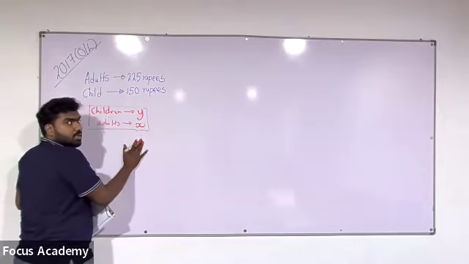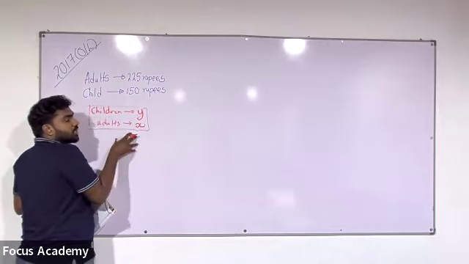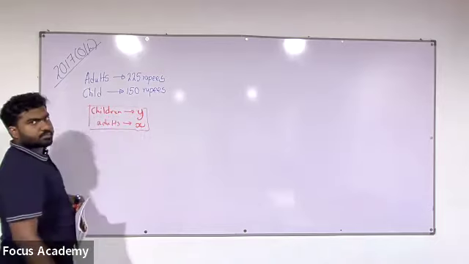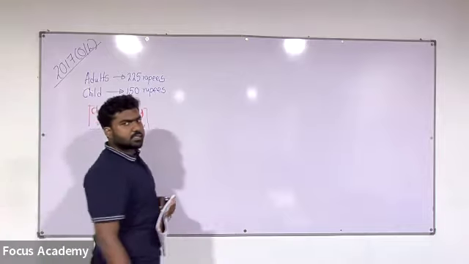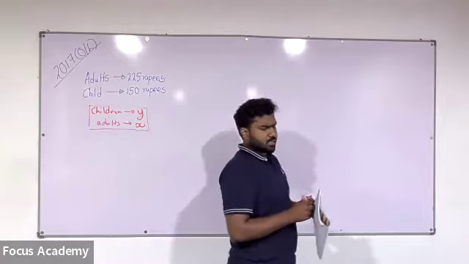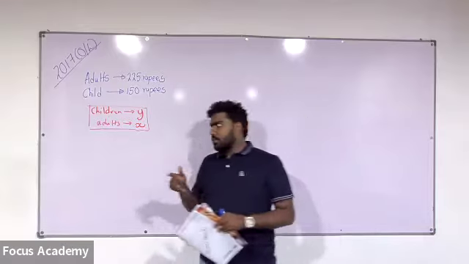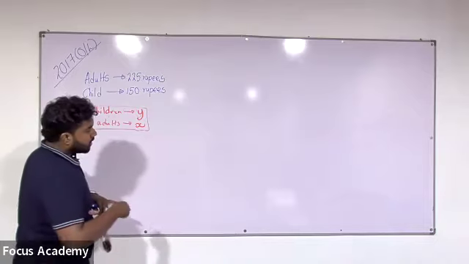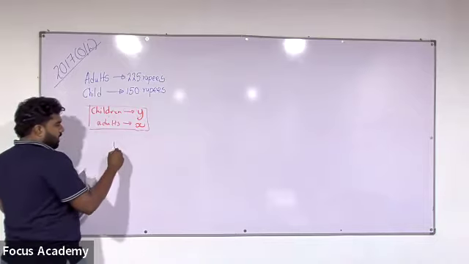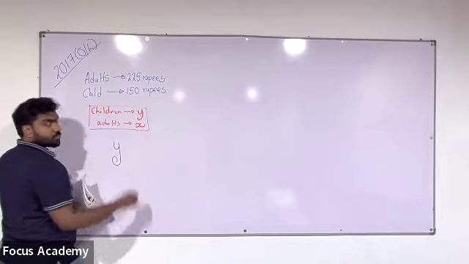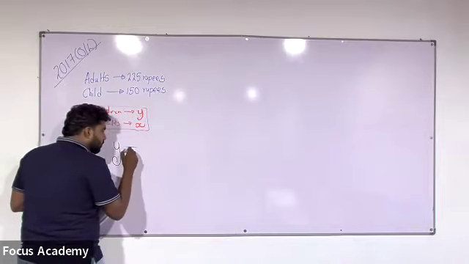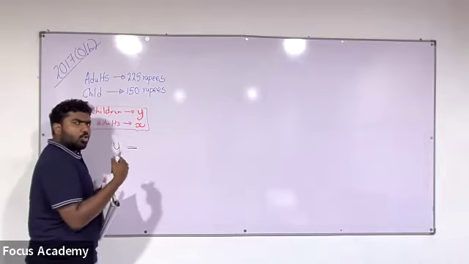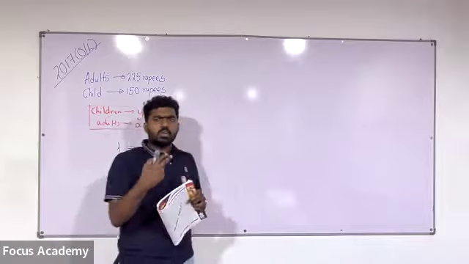Now you need to build the simultaneous equation based on the two sentences that they have given. Let's repeat the first sentence. What are they saying in the first sentence? The number of children. How many children are there? y. So y, the number of children, is equal to 5 more than twice the number of adults.